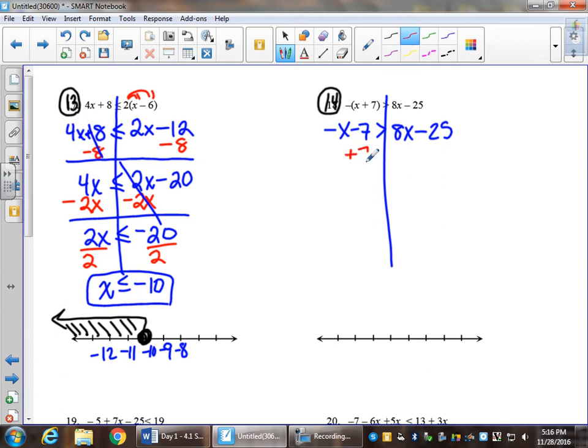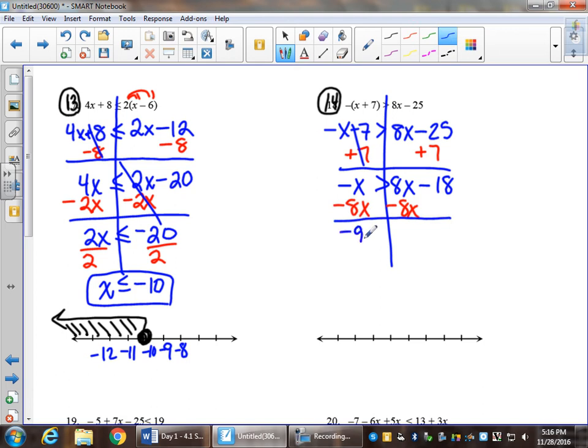I choose to add 7 first to both sides because I just want variables, so this 7 can't stay. So negative x greater than 8x. Negative 25 plus 7, I got negative 18. On this side, I just want numbers, so this 8x can't stay. I'll subtract that over to the other side. Negative x minus 8x gets me negative 9x greater than, that's gone, negative 18.